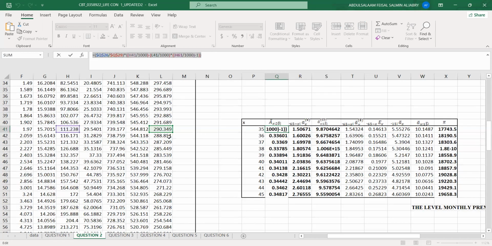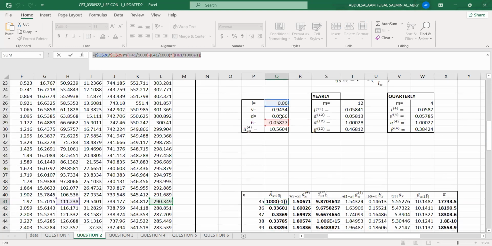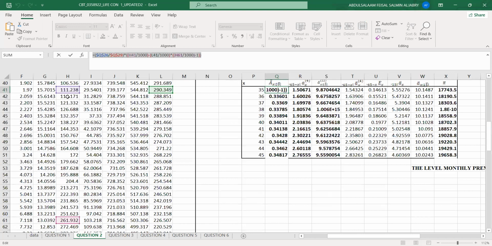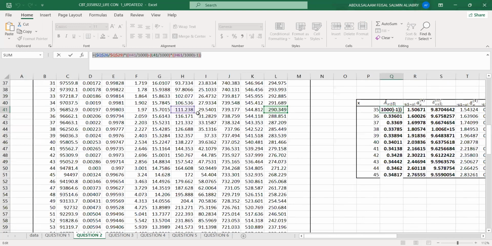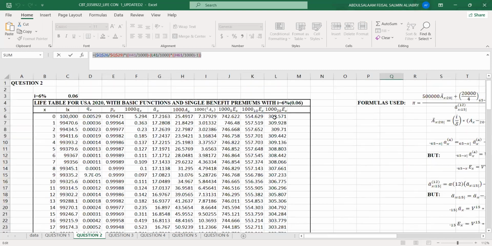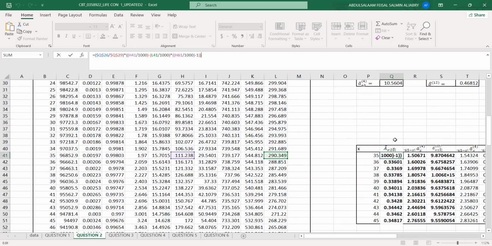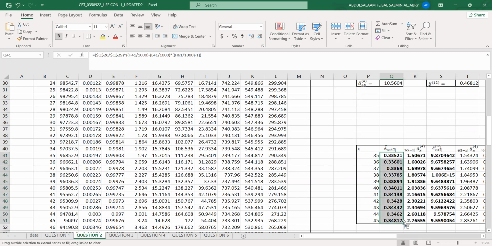This formula here is Q26, which is the I divided by delta multiplied by 1000 AX for 35 years over 1000, divided by 1000 because it's 1000 AX minus L41, which is the 1020 EX divided by 1000 minus 1. Then we get this. After that, we just drag all the values down from 35 to 45.